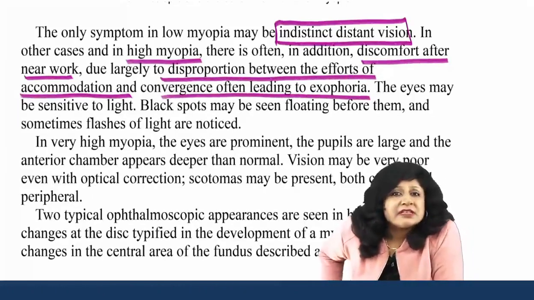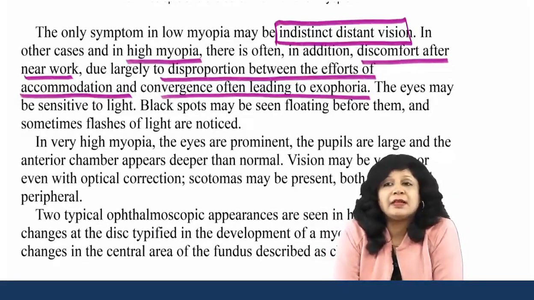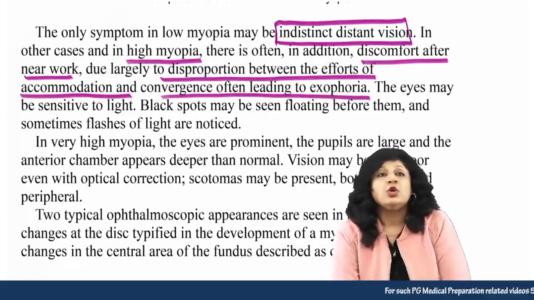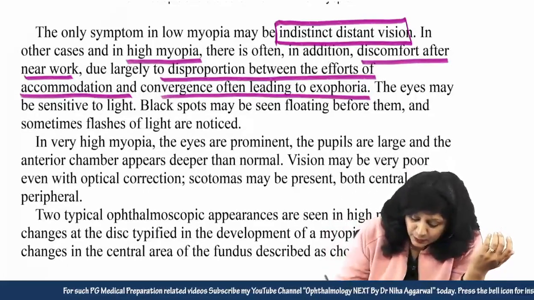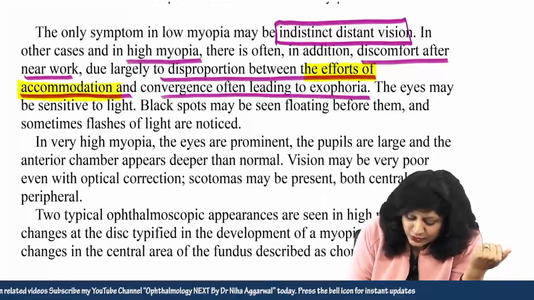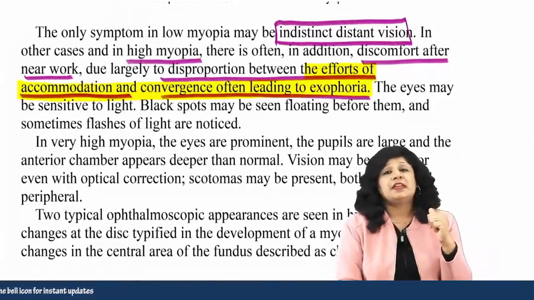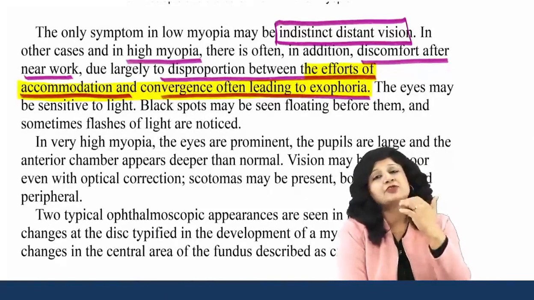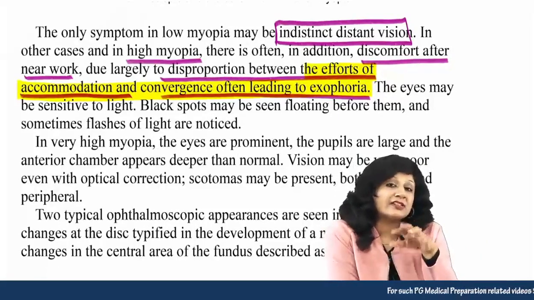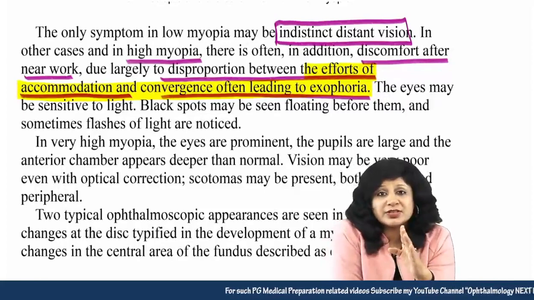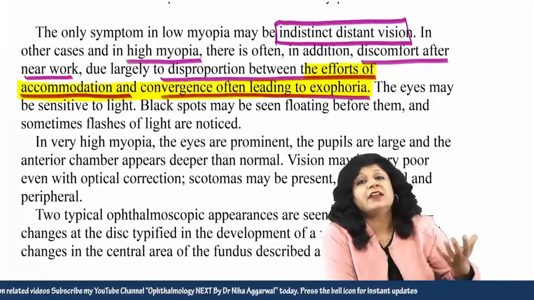But if the person has more symptoms also, because in cases of high myopia the person has to do excessive near work. Why? Because there will be a disproportion between the efforts of accommodation and convergence, and that will lead to exophoria. See, when you are correcting high myopia, we are actually giving diverging lenses. So obviously this patient has a problem looking at near objects, because the diverging rays coming from near objects are even more diverged.